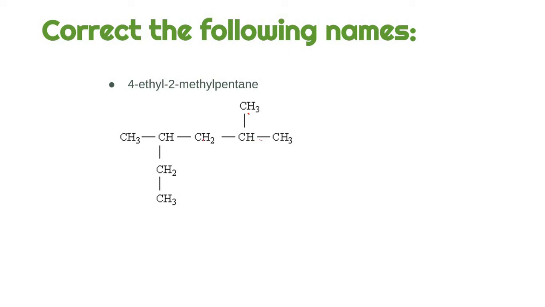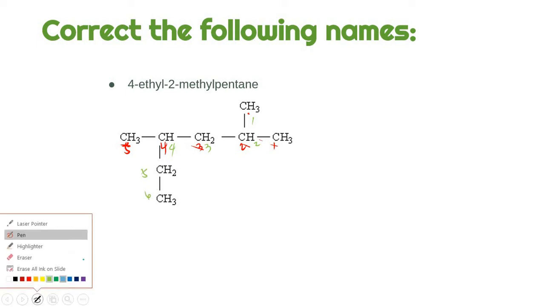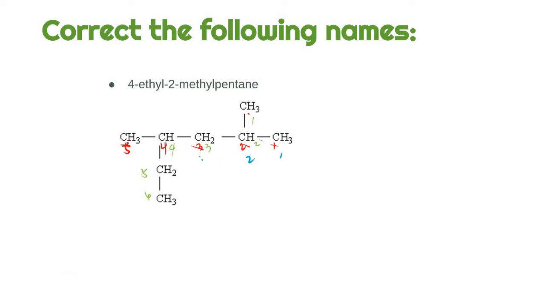Let's find the longest chain first. If we go from here, 1, 2, 3, 4, 5. 5 carbons. If we go from here, 1, 2, 3, 4, 5, 6. We can make a longer one. If we have this 1, 2, 3, 4, 5, 6, we can also have a long one. So I would prefer the straight line going down. So that's how I have the names.